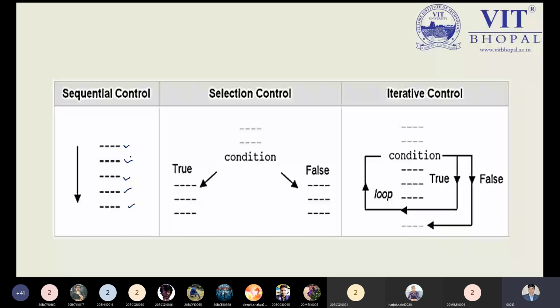Now selection control, as I told you, on the basis of the condition, if the condition is true, then we will execute this part. Okay, so based on condition. If the condition is false, then we will execute the false part. Iterative control: if the condition is true, then we will jump into the block of the iterative control. Else, if the condition is false, then we will skip the while or iterative control block part. Okay, so this is condition based. We will see all these concepts through an example, then you will learn in a better way.